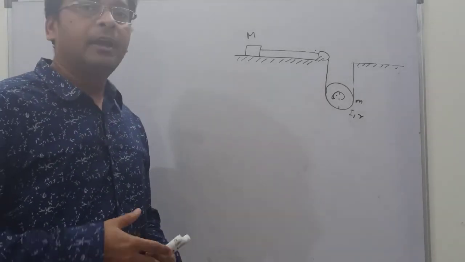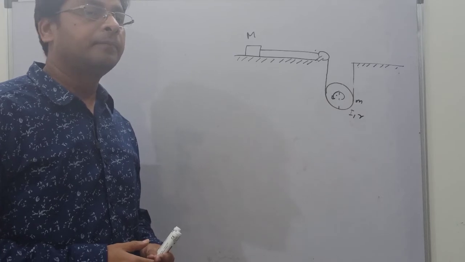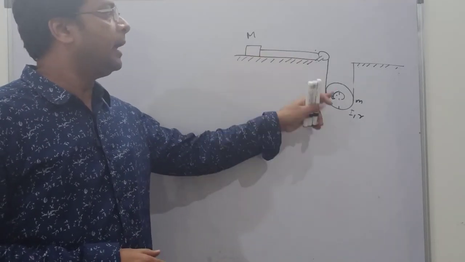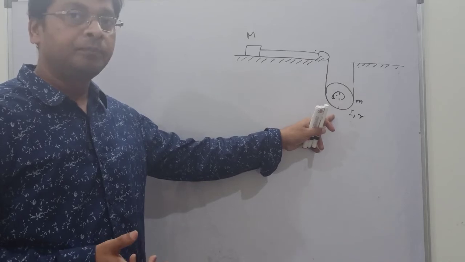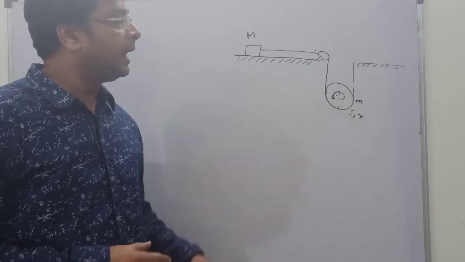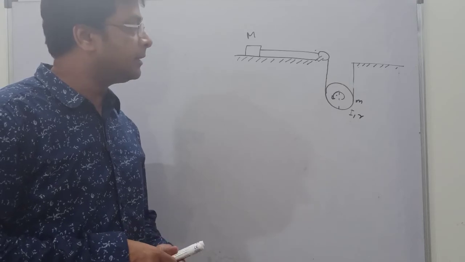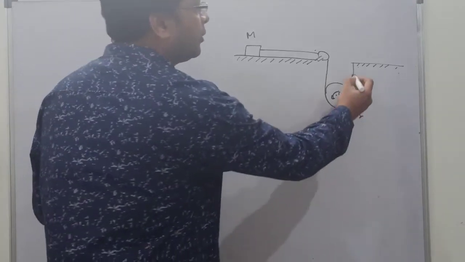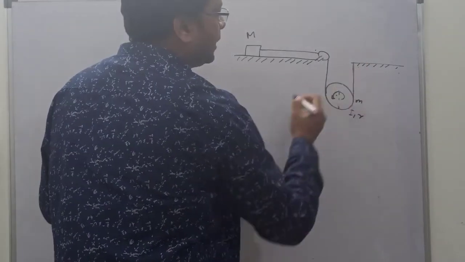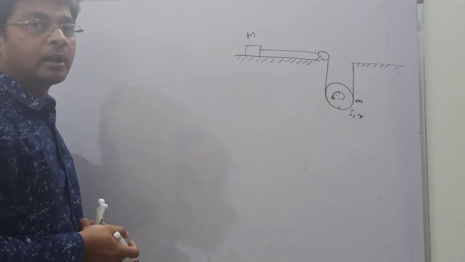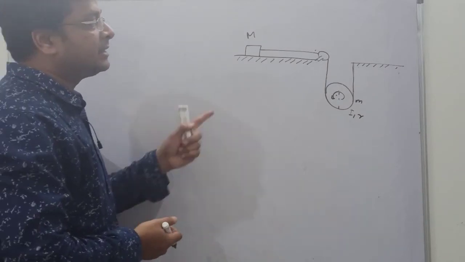So we are moving ahead in case of force and torque, and we are going to find the acceleration of this block M. This is a pulley which will go down as well as rotate. So watch this carefully because it is a little bit of a twist. Let's draw the free body diagram, but before that, we must relate the acceleration of the two.